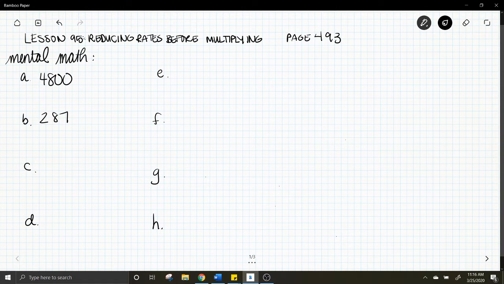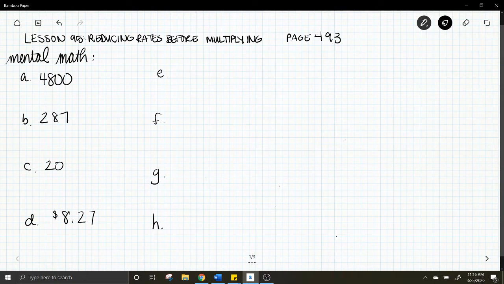Letter C, 25% of 80. What is 25% of 80? The answer to that is 20. Letter D, $3.99 plus $4.28. What is $3.99 plus $4.28? The answer, $8.27.